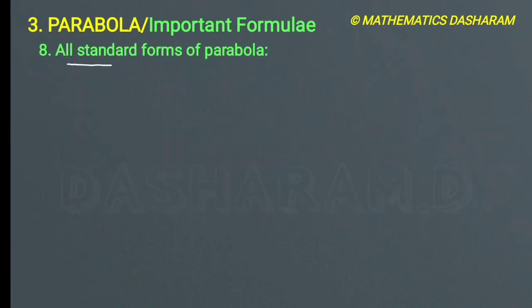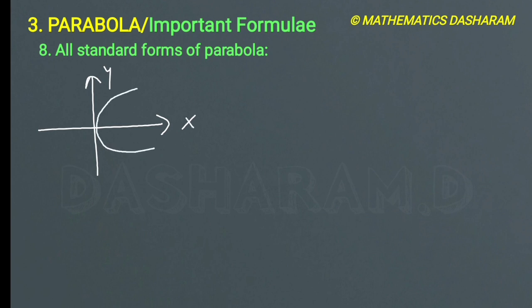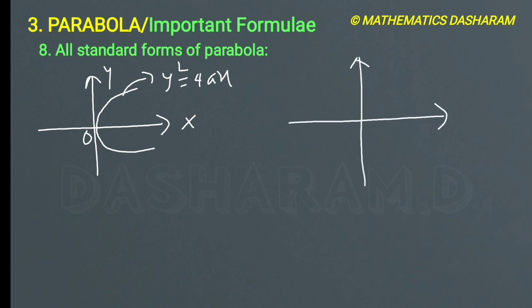Eighth one, all standard forms of a parabola. So here x-axis, next here y-axis. So this is a parabola, and its standard form is y square equals to 4ax. Here is the intersection point 0. Next, x-axis and here is the y-axis, and this is a parabola, and its standard form is y square equals to minus 4ax.